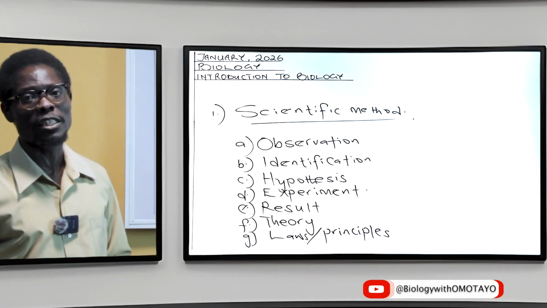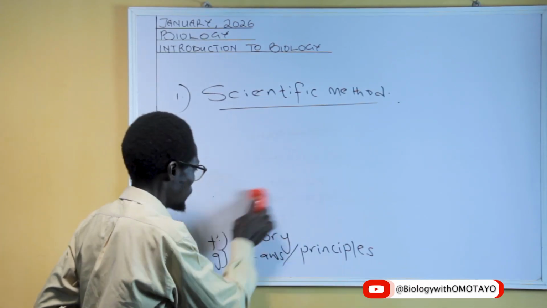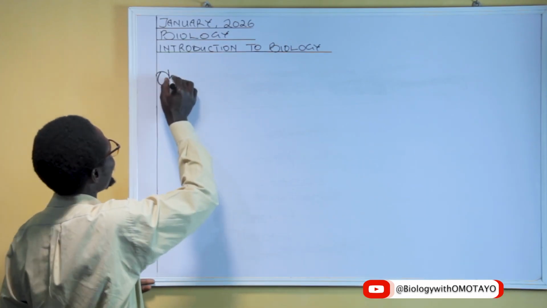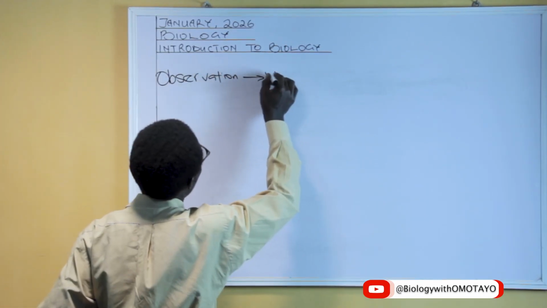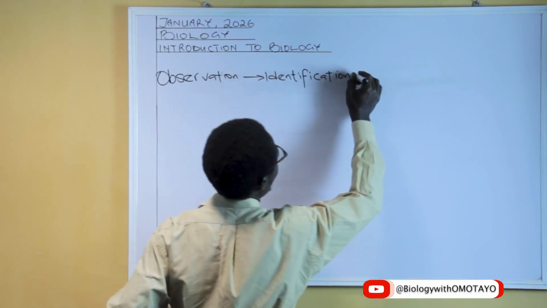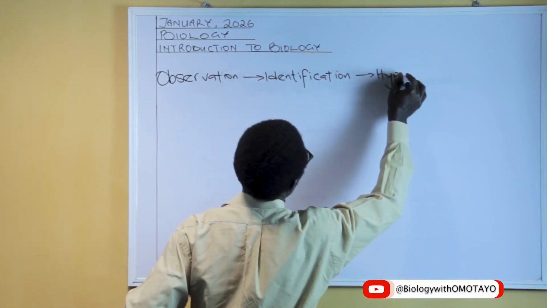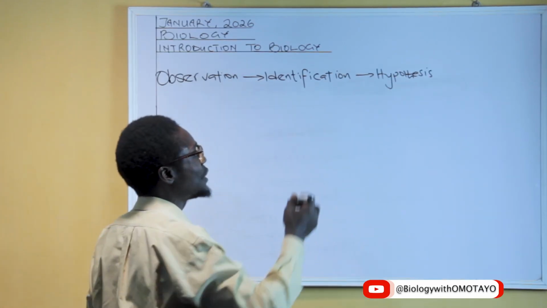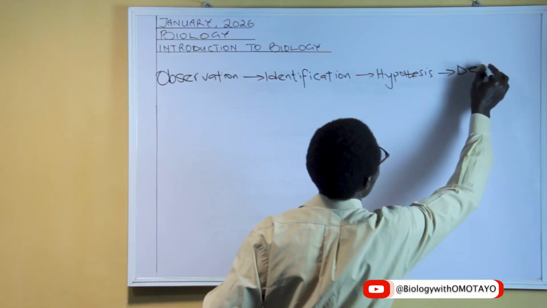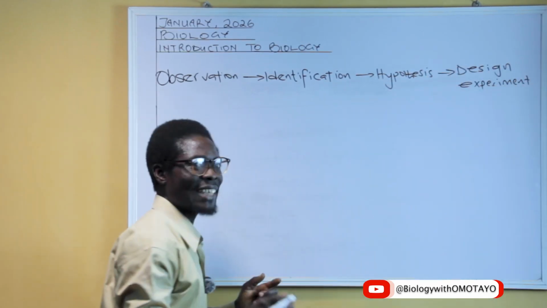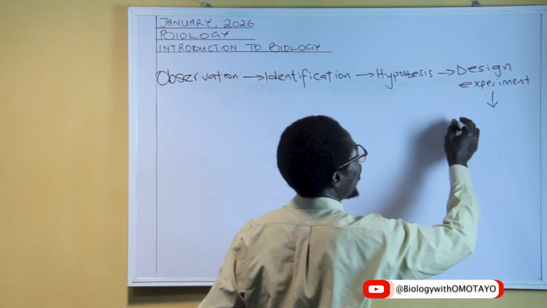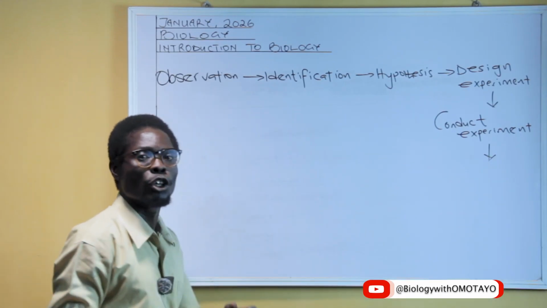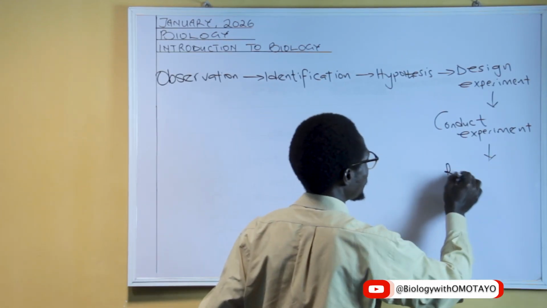Now, I will connect all this using a chart. Remember, we started from observation, then identification, next hypothesis. Now, the hypothesis will guide us to design our experiments. After designing your experiment, you conduct your experiments. After conducting the experiment, surely you will obtain a result.